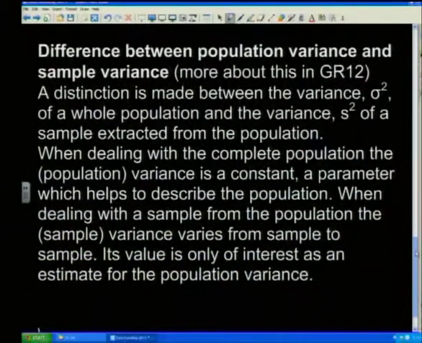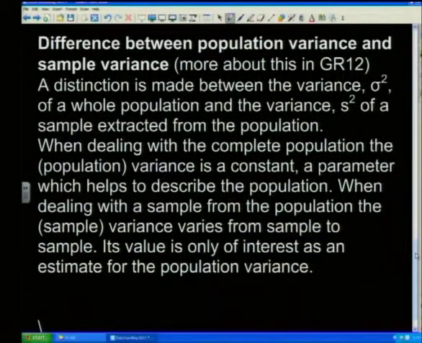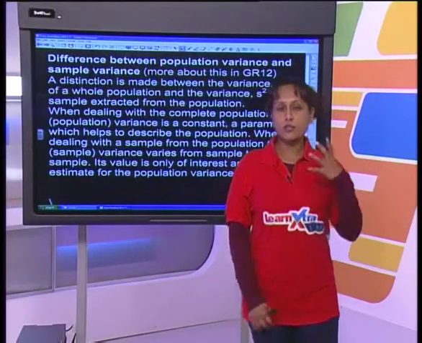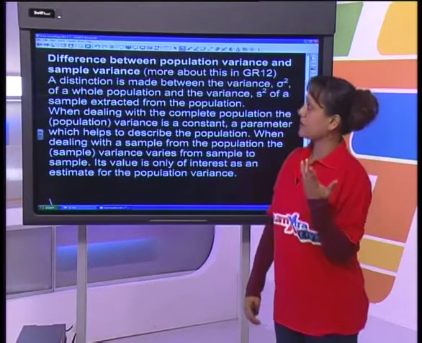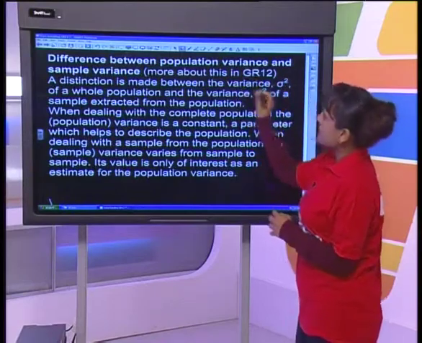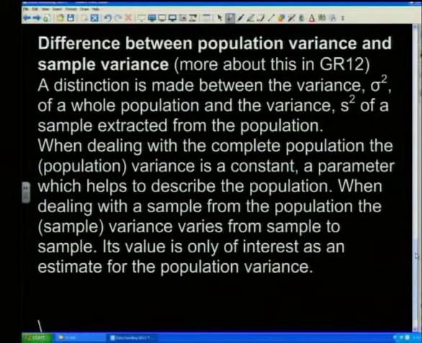And then finally, I just want to quickly touch on something that you will really do more about in grade 12, especially if some of you are doing paper 3. Then you're going to come across a thing called population variance. So I just want to touch on the difference between population variance and sample variance, but really this is not something for you to worry about in grade 11. So we make a distinction between the variance, which is sigma squared, of a whole population, and the variance S squared of a sample which we extract from the population.